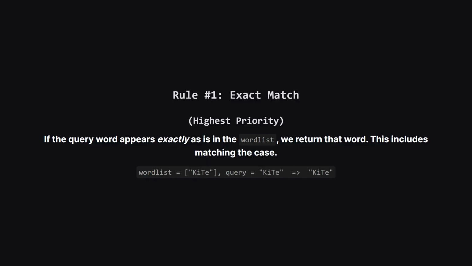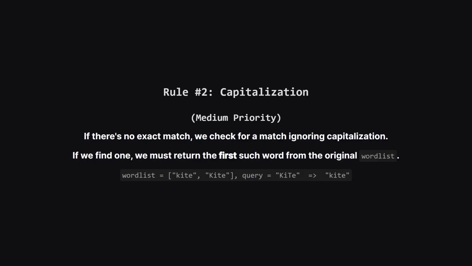First up, the simplest rule. This has the highest priority. If the query we're looking at is a perfect, case-sensitive match for a word in our word list, we're done. That's our answer. For example, if kite is in the word list and our query is also kite, the answer is kite. Easy enough. Okay, but what if there's no exact match? We move on to rule number two.